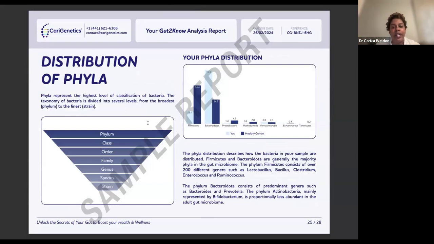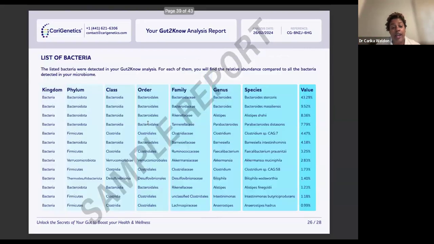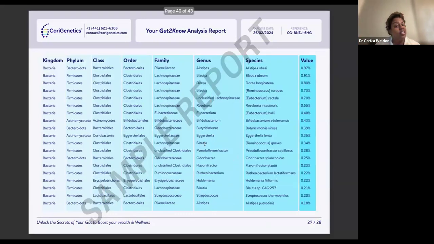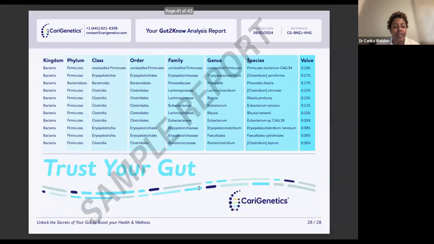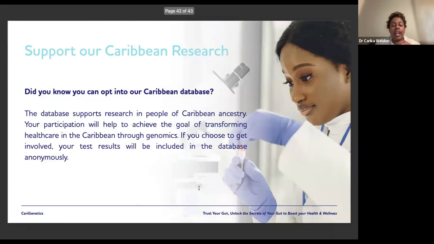Towards the end of the report, it does give you the distribution of the different phyla that is found in your gut, and it goes right down to list all the different bacteria that are found in your gut, and what the actual analysis is based on, and it will tell you the different percentages of all of these different bacteria so that you can have a look if there's any of interest that you would like to see are there. Okay, so again, as I mentioned, we are building our Caribbean research database.